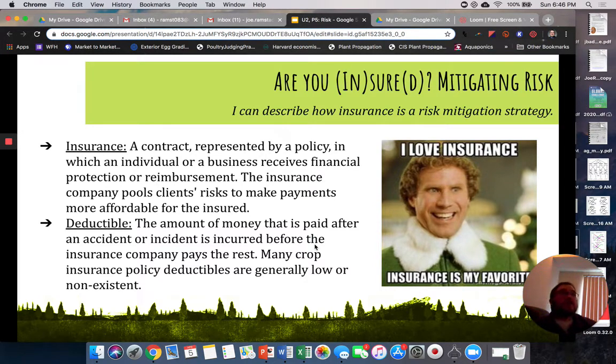Now, some insurance companies issue what is called a deductible. And for life insurance, for health insurance, for home and auto insurance, generally speaking, there is some sort of deductible that is incurred up front. A deductible is essentially the amount of money that is paid after some type of accident or incident is incurred before the insurance company pays the rest. So basically, if you get into a car accident and your truck gets totaled, or maybe just a little bit of damage, the insurance company is going to issue a deductible, which means you need to pay this much money and then we will pay the rest for you.